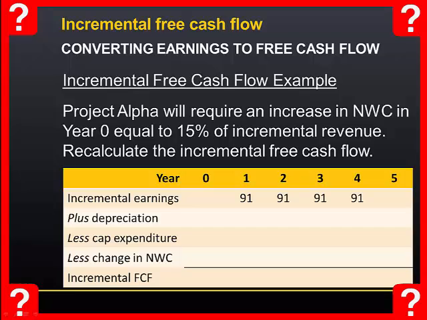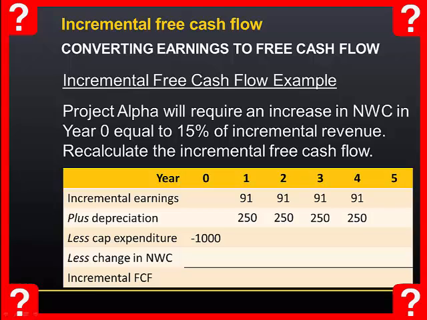So starting with incremental earnings of $91 per year for 4 years, we add back depreciation because we subtracted it earlier when we were calculating earnings, but we have to add it back because it's not a cash flow. The capital expenditure was $1,000 in year 0, so that's a cash outflow at that point in time.